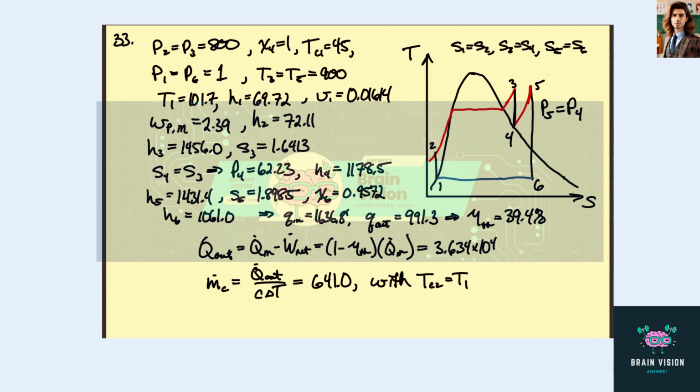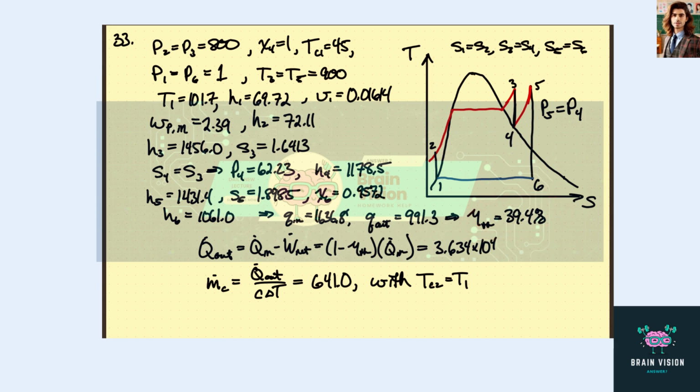So now we have the enthalpy at all of our states, inlets and outlets. So we can figure out the heat transfer in, which is H3 minus H2 plus H5 minus H4. So that's the specific heat in. Out is just H6 minus H1. That is the specific heat transfer out in the condenser. We can get the thermal efficiency, which is 1 minus Q out over Q in. So that is 39.4%.